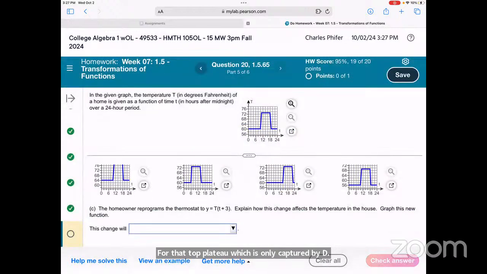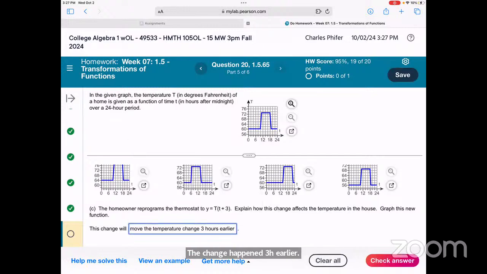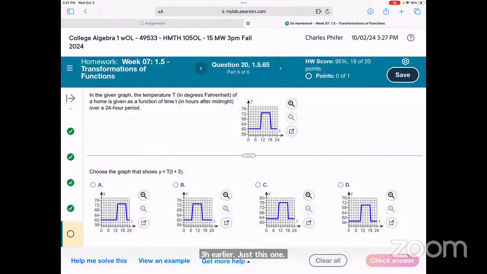They added a 3 on the inside, right? So that's going to move it to the left by 3, which is going to make the change happen 3 hours earlier. So shift it to the left by 3. If that's 8, 10. So that's a 10. So then it should go down to about 7. I think it's B. B is the only one that's been moved to the left by 3.